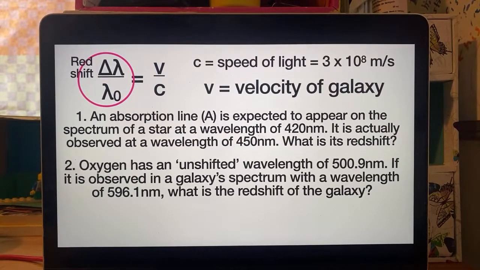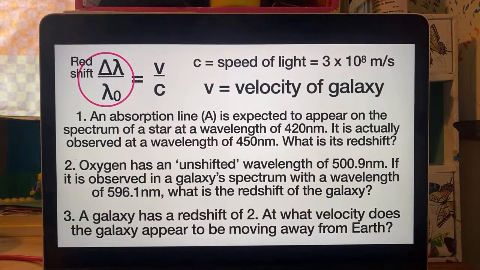Question number 2. Oxygen has an unshifted wavelength of 500.9 nanometers. If it is observed in a galaxy's spectrum with a wavelength of 596.1 nanometers, what is the redshift of the galaxy? And a galaxy has a redshift of 2. At what velocity does the galaxy appear to be moving away from Earth?